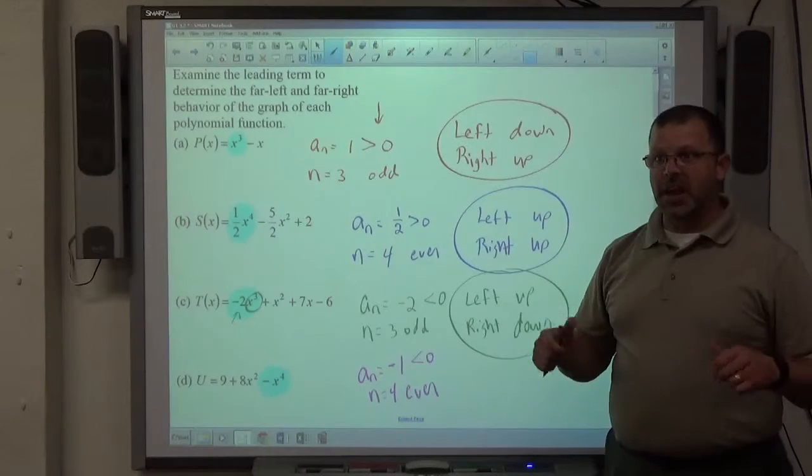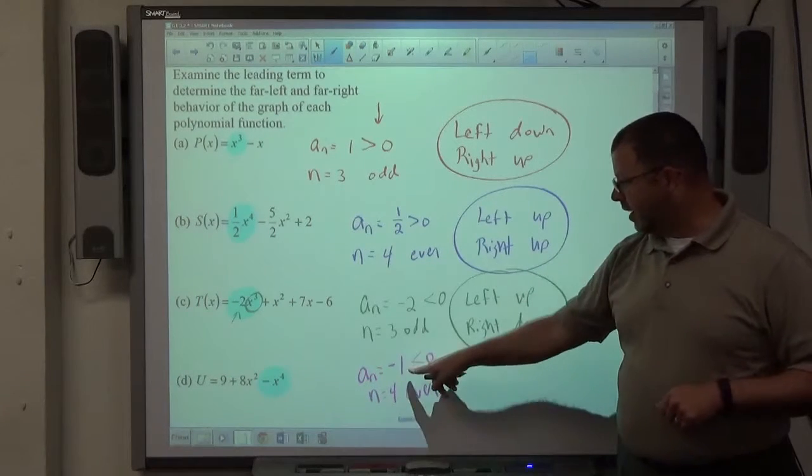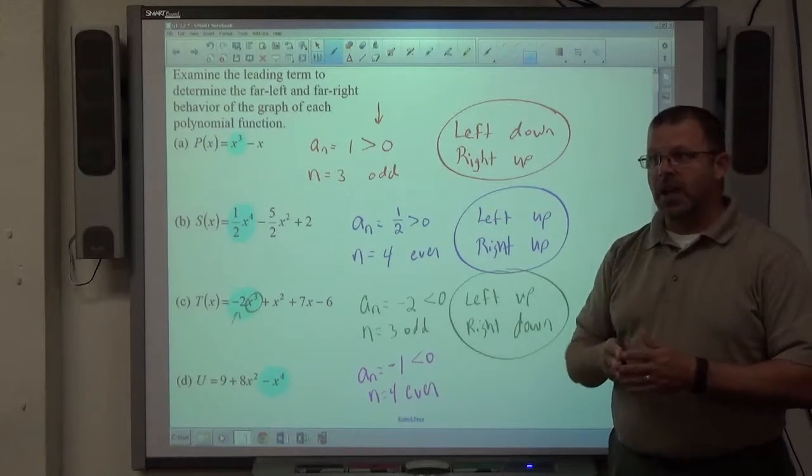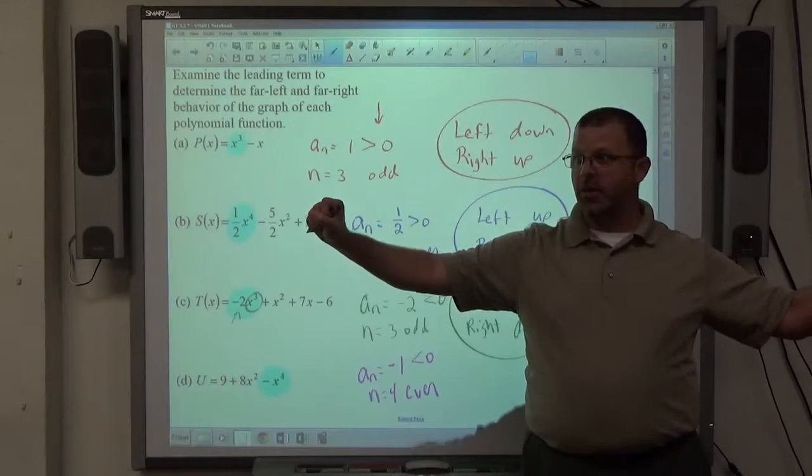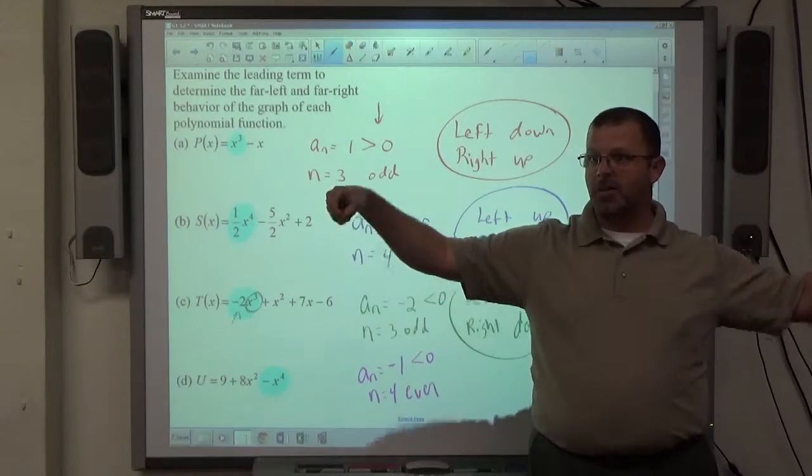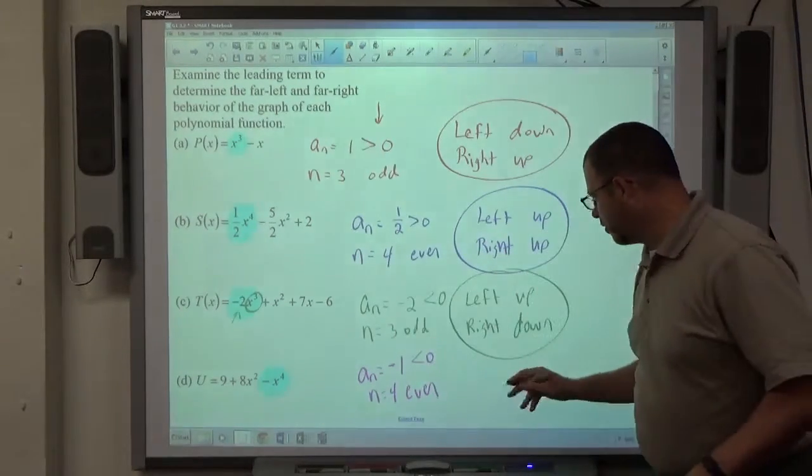Even means the same, either up, up, or down, down. The negative a sub n means that as x gets really big, we raise it to the fourth power, now it's a positive number. The minus makes it go negative, so we go down, down. So left, down.